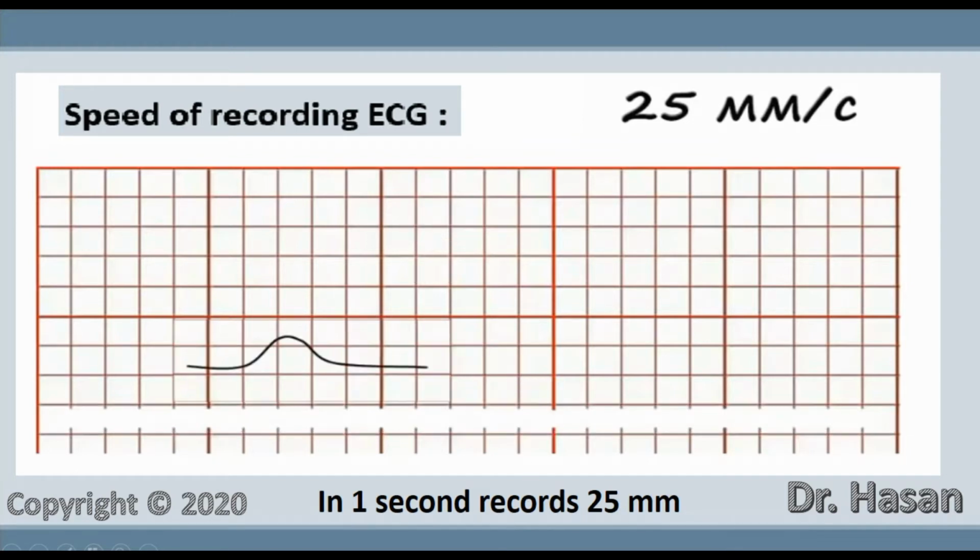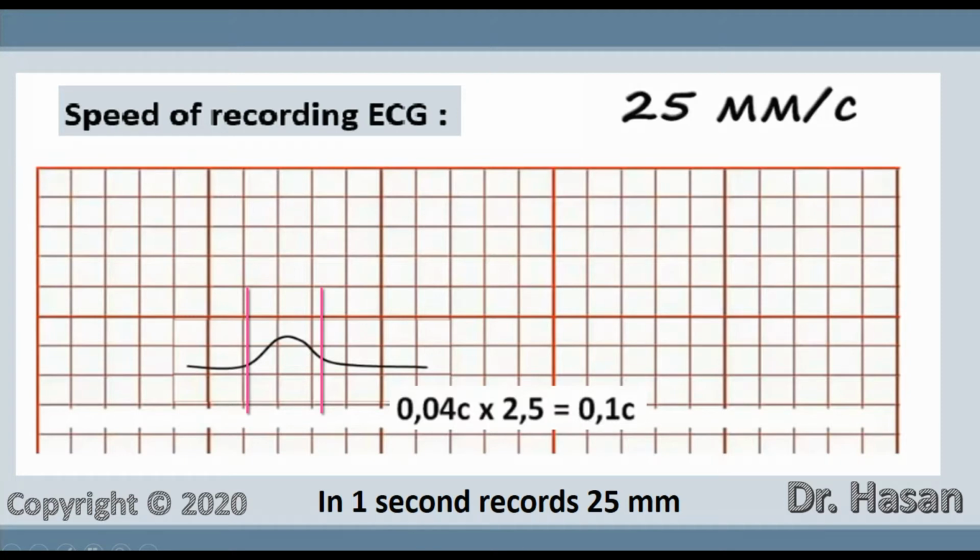Let's consider an example. A P wave is recorded on a tape at a speed of 25 millimeters per second. We define its boundaries and calculate how many cells it makes up. In this case, it's about 2.5 small cells. Let us calculate its duration. We multiply 2.5 cells by the duration of one small cell. It is 0.04 seconds at the speed of 25 millimeters per second. Therefore, the duration of the P wave in this case is 0.04 multiplied by 2.5. This is equal to 0.1 seconds, which corresponds to the normal duration of the P wave.